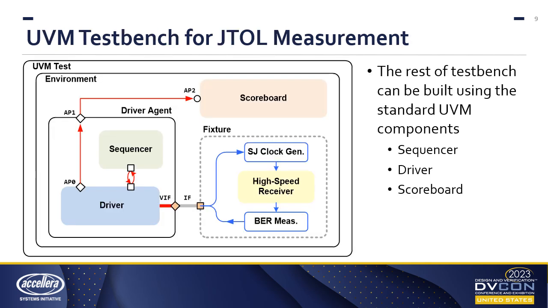With this fixture module enclosing the high-speed receiver model and its instrumentation, described with XMODEL primitives, we can now build the rest of the test bench using the standard UVM components. Namely, we will take a look at the sequencer component, driver component, and the scoreboard component that can collectively measure the jitter tolerance of this high-speed receiver model.